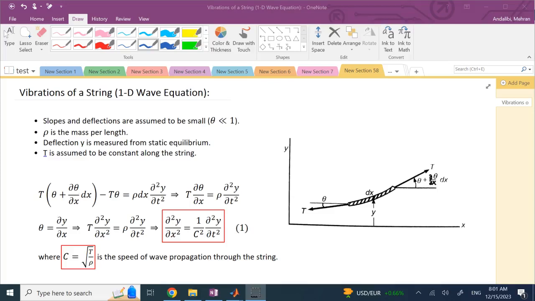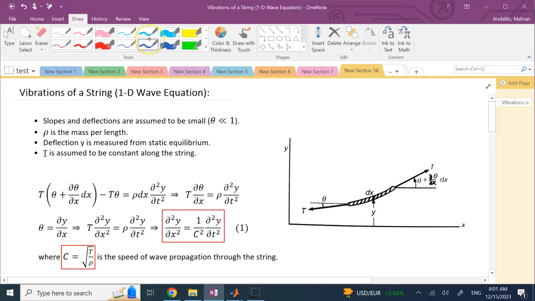Hello everyone. In this video we are going to look at vibrations of a continuous system, a string. And we mostly focus on free vibrations here. So here is an infinitesimal element of a string, and there are some assumptions that we have here, and you can see them on the top left.